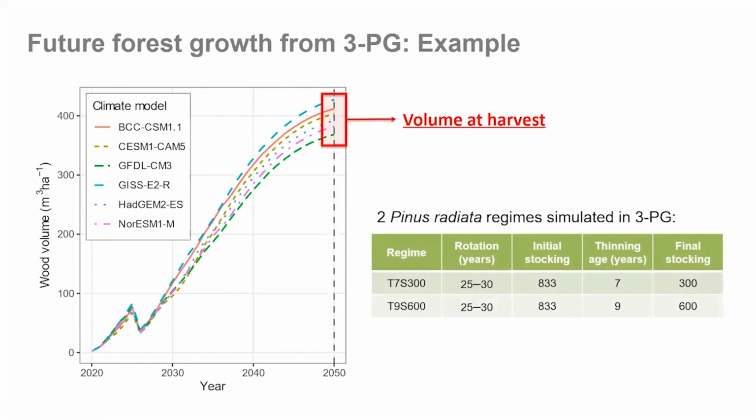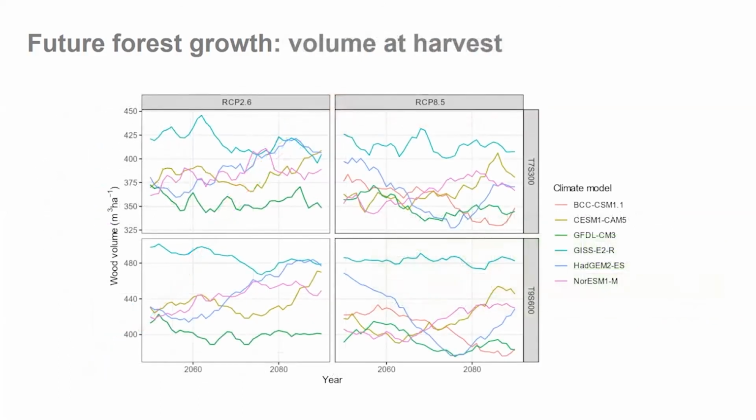And we also simulate growth for 2 different Pinus radiata regimes. One is the T7S300, where we have thinning at age 7 and final stocking of 300. And the other regime is T9S600, where thinning happens at age 9 and our final stocking is 600. Okay. So if we simulate these volumes at harvest for each year and plot them from 2050 to 2090, this is how they look. Again, we have the RCPs here, we have the 2 regimes, and we have 6 lines in each panel corresponding to the data from the 6 climate models.